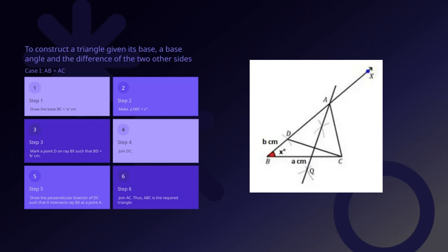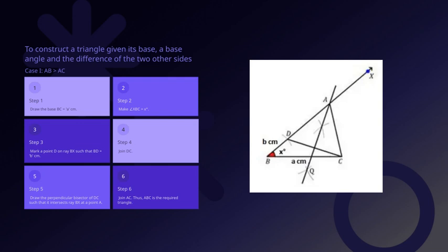Next, we draw the perpendicular bisector of segment DC. The intersection point of this bisector with the ray from B gives us point A, which is vital for ensuring the sides are correctly proportioned. Finally, we join point A to point C, completing the construction of our triangle ABC. This process ensures that all the given conditions, base angle, and difference of sides, are satisfied, resulting in the precise triangle we need.